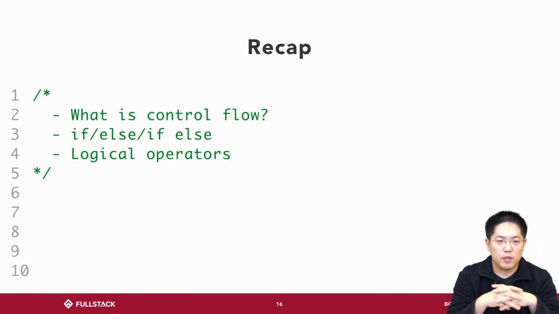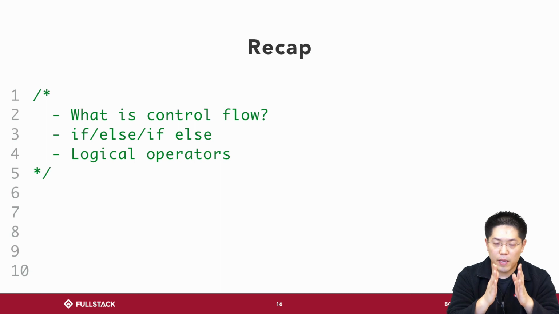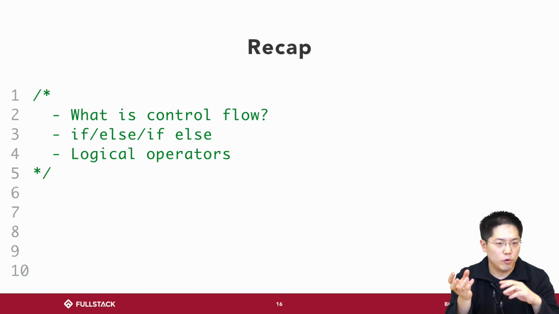We also talked about two logical operators: double ampersand, which is the AND operator, and that checks if both things on its left and right are true. And then double pipe, which is the OR operator, which checks if either one or both are true, and then that will evaluate to true.